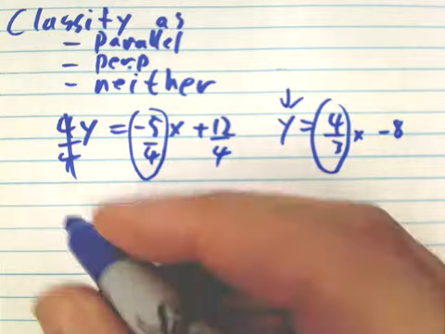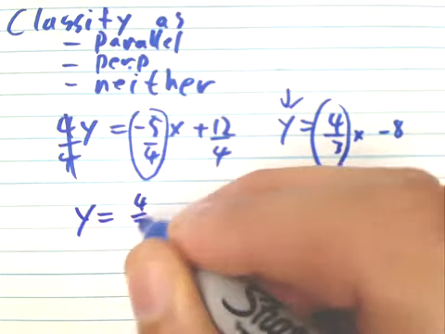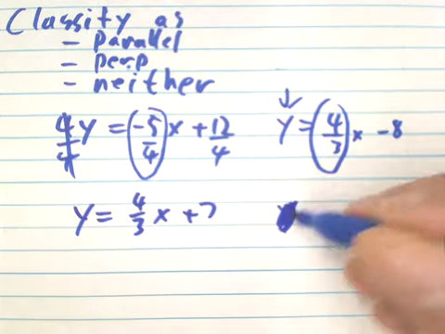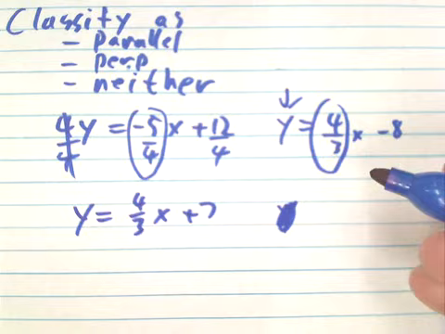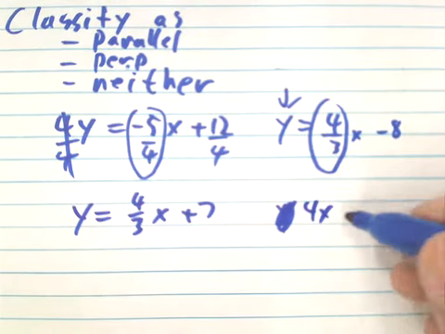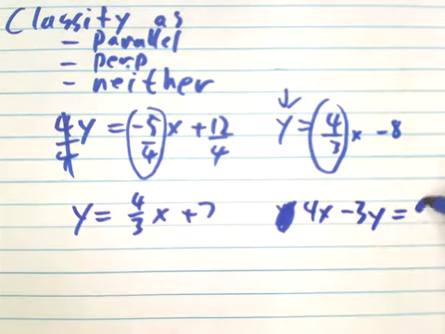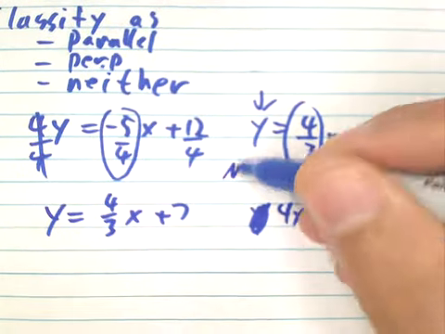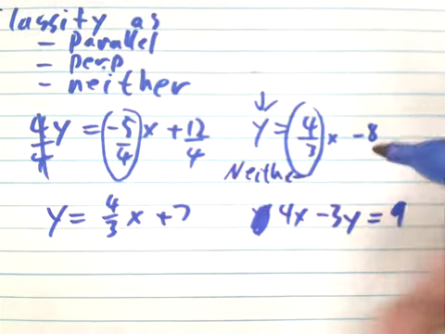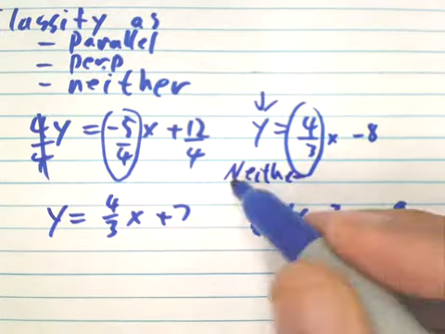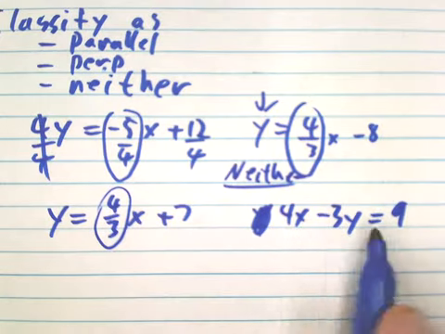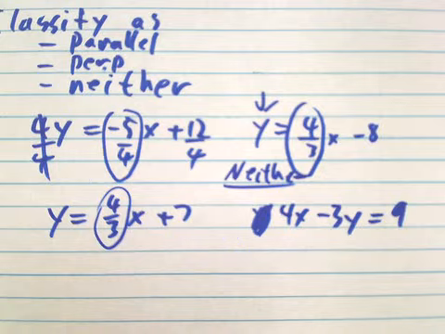So y equals 4/3 x plus 7. And 4x minus 3y equals 9. Okay, so that first one, whoops, these two were neither. So the first one, you already have that slope there. To get the slope over here, start by subtracting the 4x, move it over, and then divide by that negative 3, and see how that slope comes out.